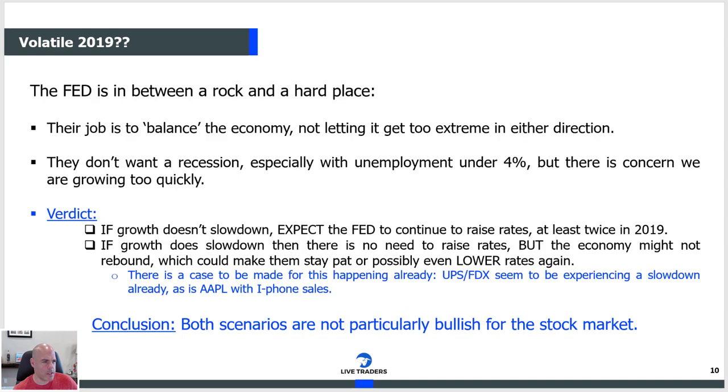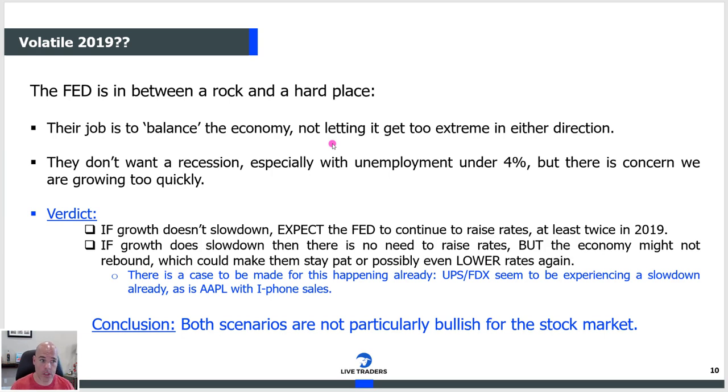Now there's a point to this. There's a method to the madness. So back then, the Fed was in a bit of a rock and a hard spot, right? The Fed's job, now I'm going to tie this into trading, guys. Don't worry, just bear with me. The Fed's job is to balance the economy, right? That's one of their main jobs. Don't let it get too bullish. Don't get it too bearish. Let's not let it get out of control in either direction.